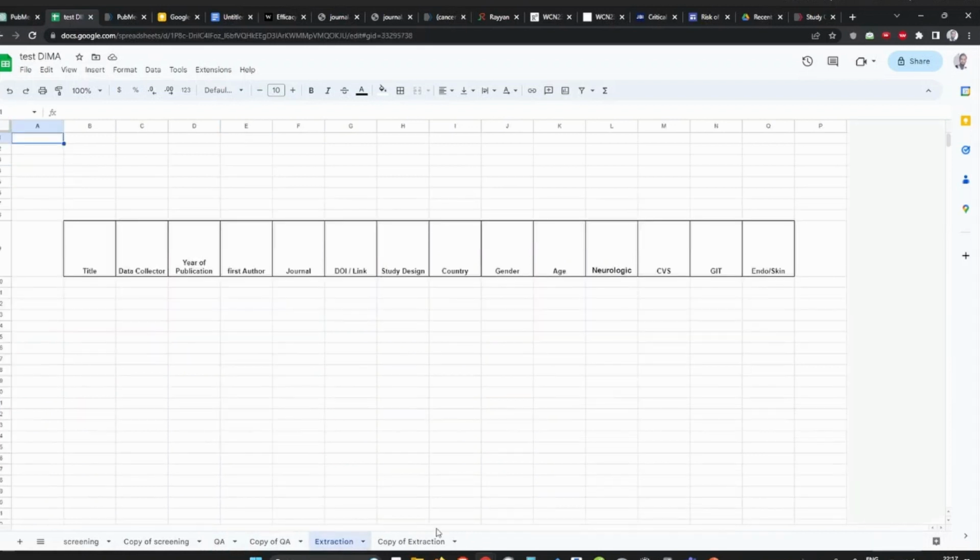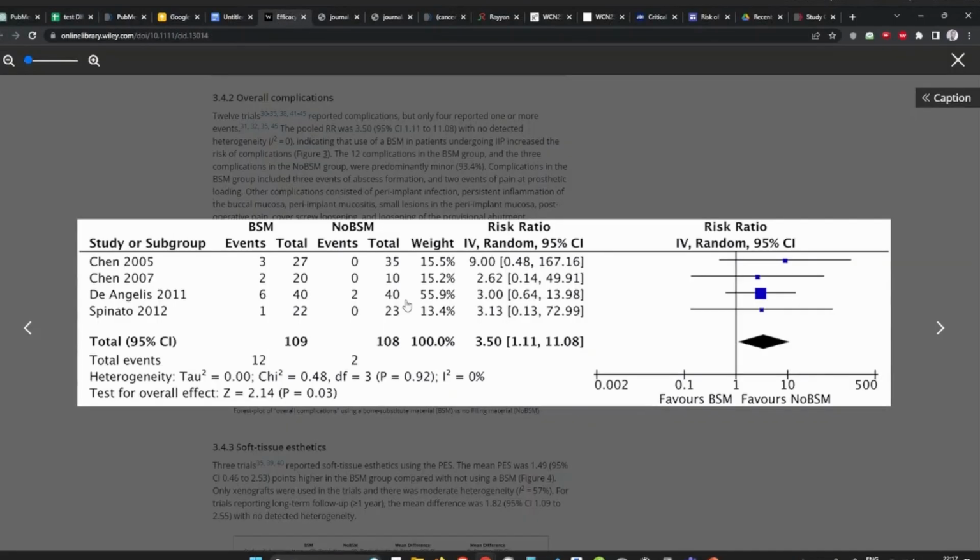I will build a data extraction sheet for this one also. I will come to the data extraction sheet. What I will do is the same thing here. I will extract my data with respect to all the complications here in using BSM versus not using BSM. So this is the total population which used the BSM. This one is a trial. This one is a trial. This one is another trial.